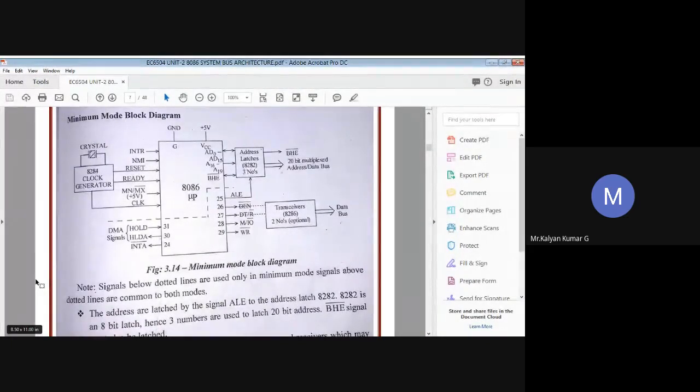Regarding this 8284, it is an 18-pin IC package. You can make a note of it. It's an 18-pin IC package, again a dual inline package, DIP. What are the pins available? Do you have any idea?